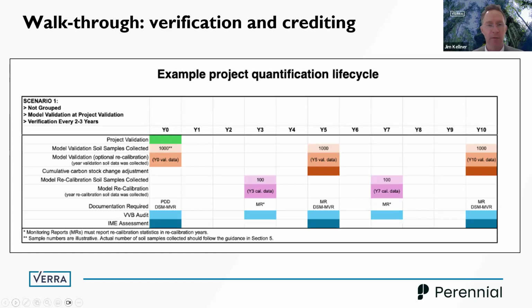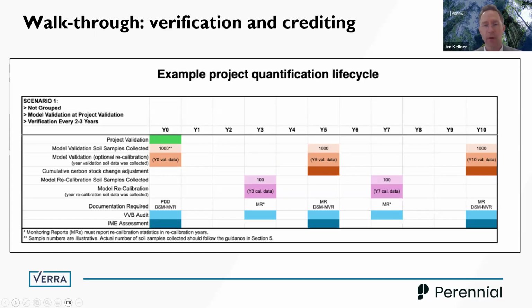Model validation occurs. That's the second pink box there in row 3. And then you can see we describe which documentation is required. There's a PDD, and then there's a VVB audit, and then there's an independent modeling expert assessment, all of which happen in year 0. Then nothing happens in year 1 or 2, but then imagine that the project proponent might wish to issue credits in year 3. We're trying to make it easy for that to happen while still ensuring the rigor of the tool.